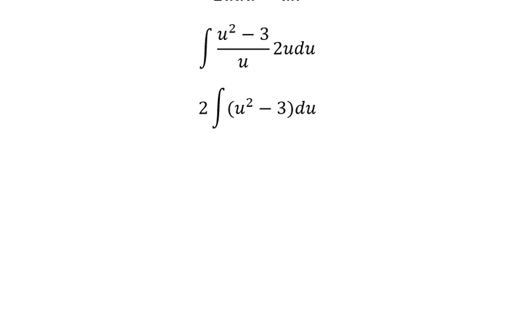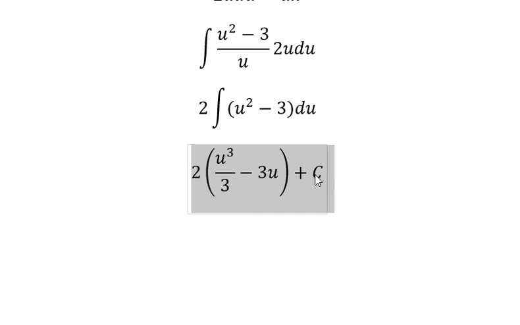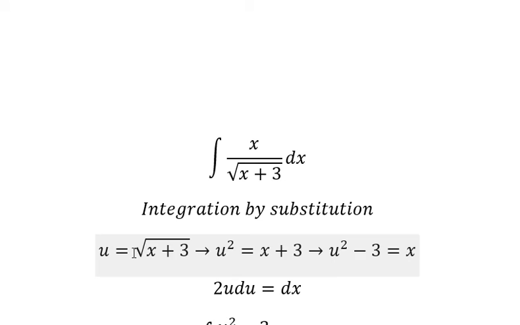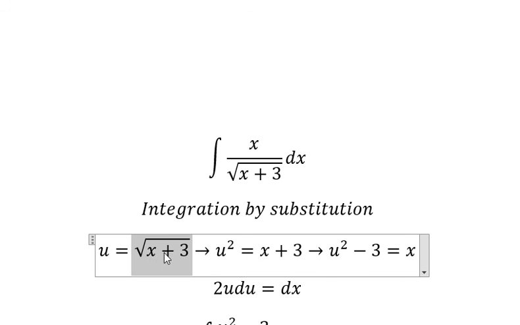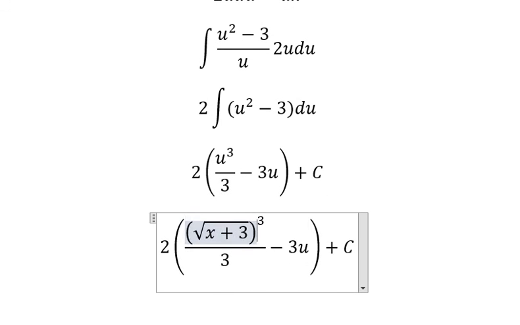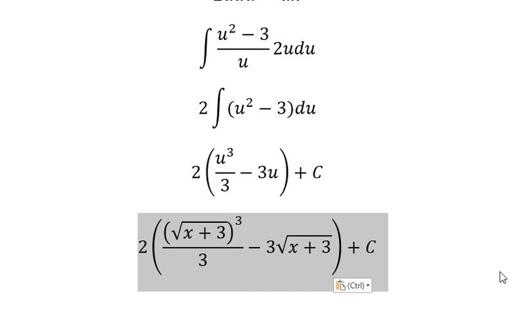Now we have the final answer. The integration of u square, we have u to the power of 3 over 3. Number 3, that's 3u. And then we put c. Now u, that is the square root of x plus 3. So we put this one going here. And this is the final answer.